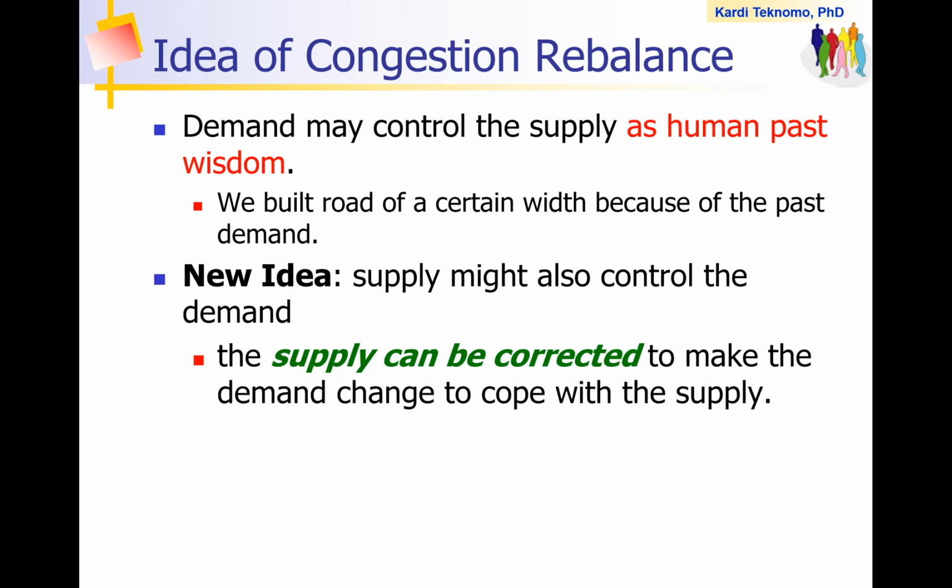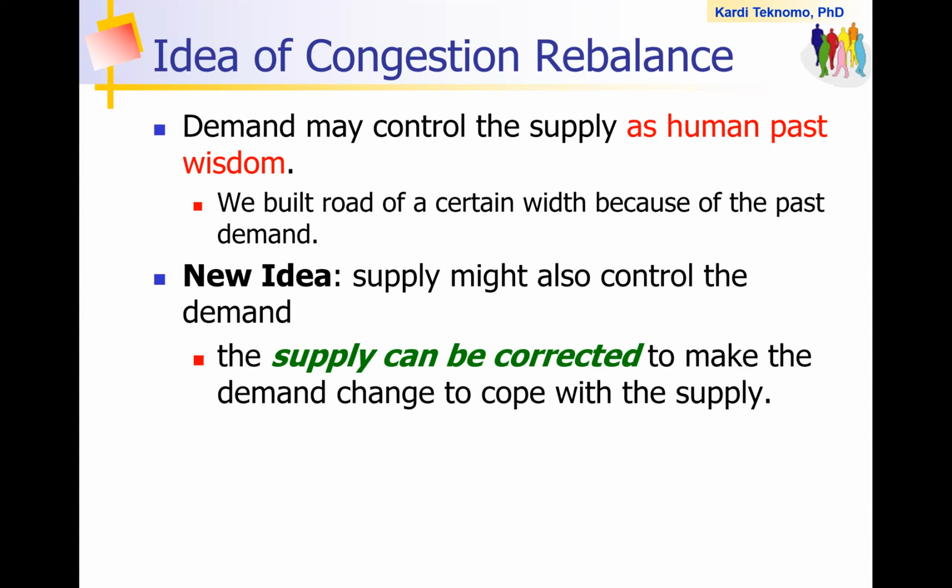Now, the new idea is simple. What if it is the supply that actually controls the demand? We reverse the idea. That means the supply can be corrected, maybe by reducing at certain place, to make the demand change to cope with the supply. Do you get the idea or not? You want to change the supply, reduce the number of lanes, in order to rebalance congestion. If you reduce the number of lanes, is it actually better or not? That's the main question here.